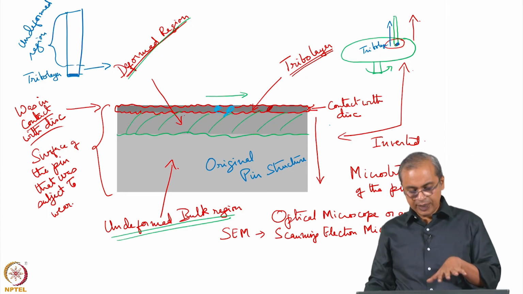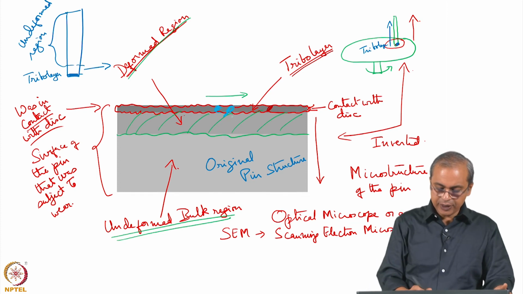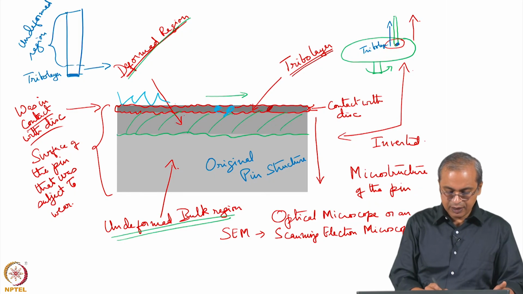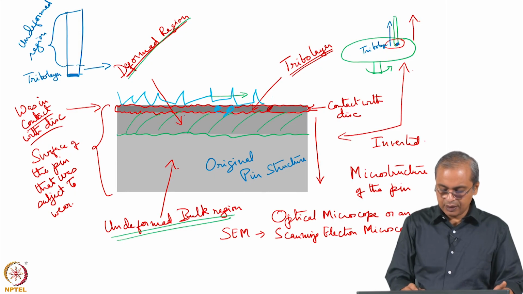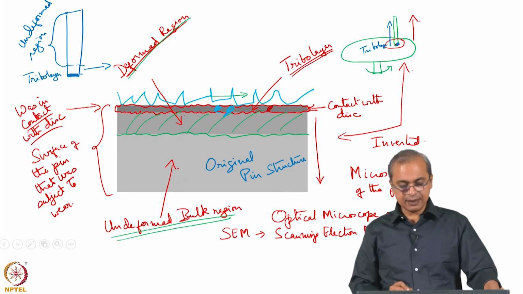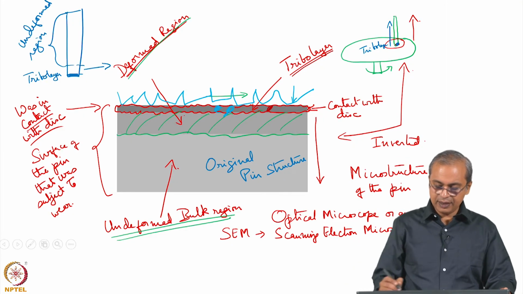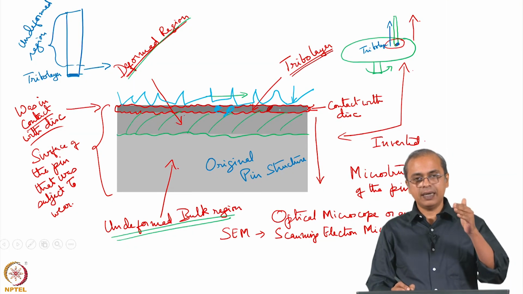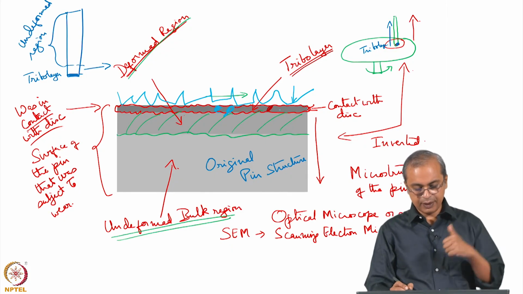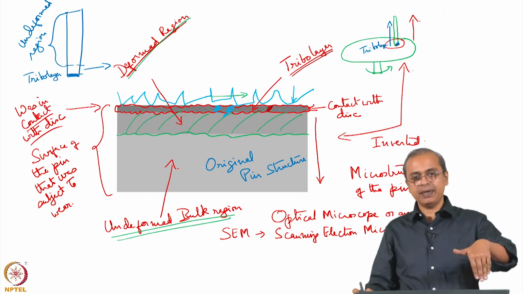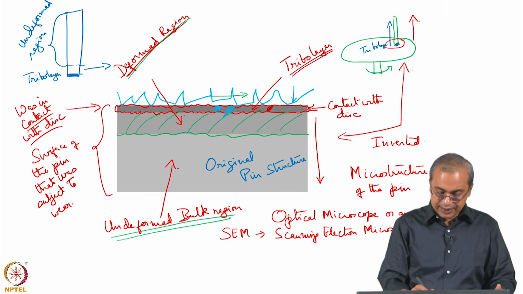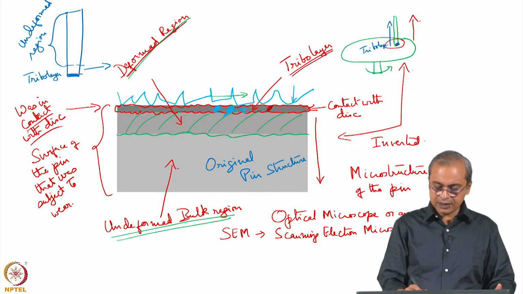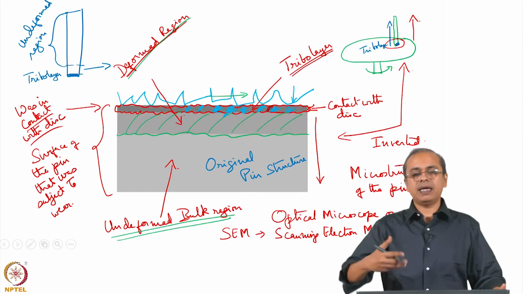Similarly, you can have a situation where, as you are doing the test, the roughness of the wheel or the disc is pressed against the pin, and this roughness is trying to provide a wear action on that surface. But in addition, any debris that has been formed due to the wear is also participating and assisting this wear process.